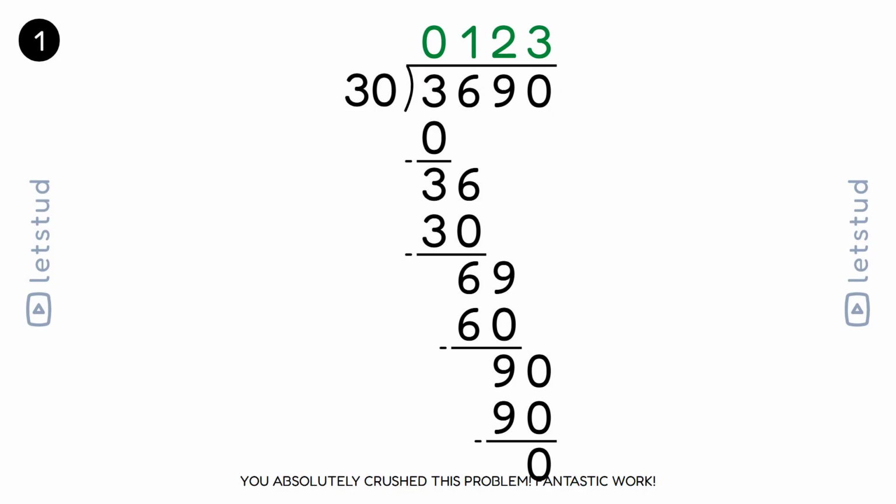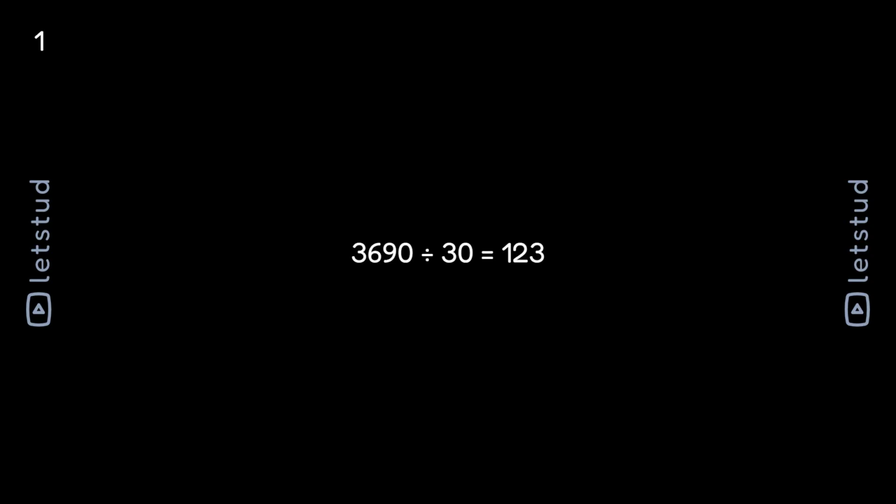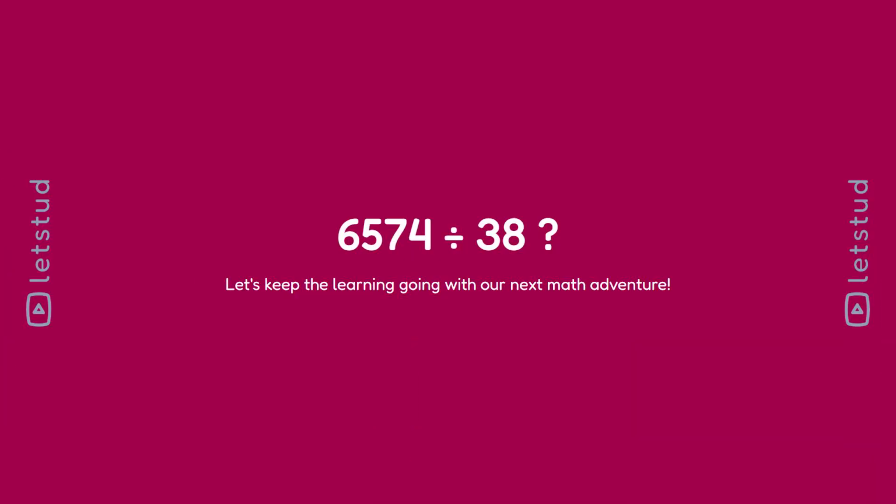You absolutely crushed this problem. Fantastic work. We've finished our first problem. We did it. 3690 divided by 30 is 123. You are becoming a long division whiz. Let's keep the learning going with our next math adventure.